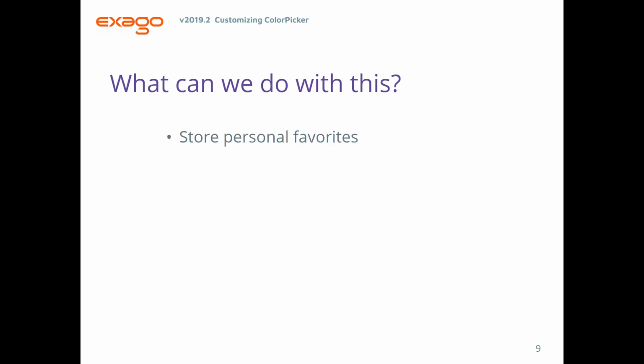So we're going to take this knowledge that we can store the favorite colors in user preferences in a database, and we're going to do something with it. Specifically, we're going to store their personal favorites, and we're going to set it so when Exago says, hey, we're loading this user's user preferences for Travis, what are the favorite colors? What do we want to set as the default custom colors? And we're going to add some custom colors there.